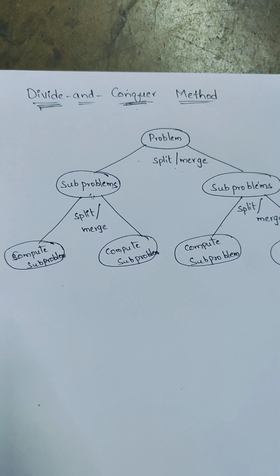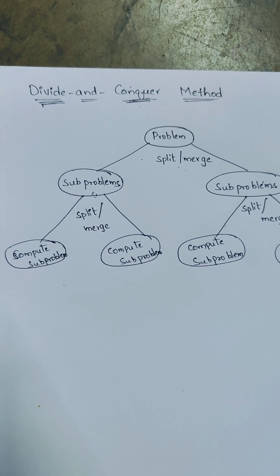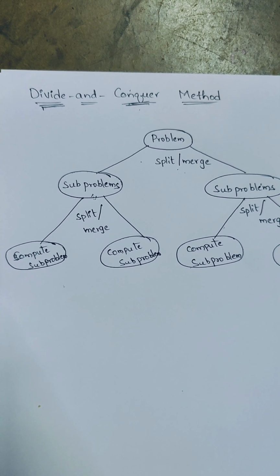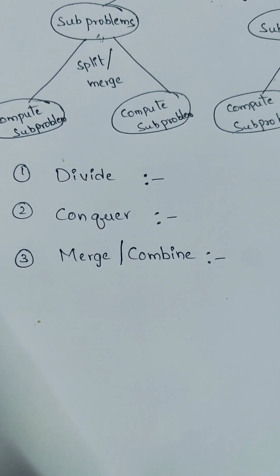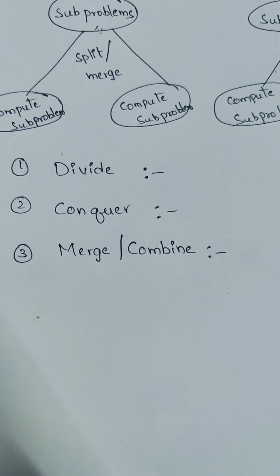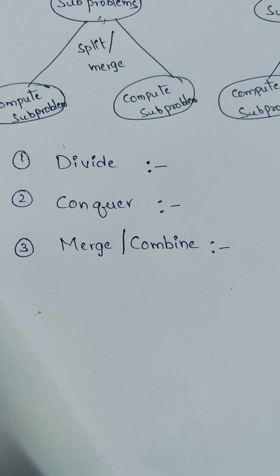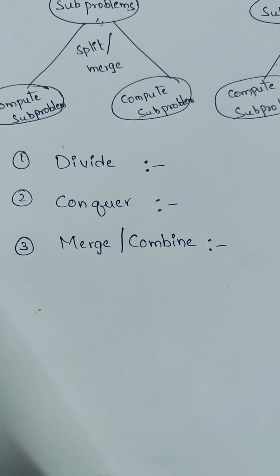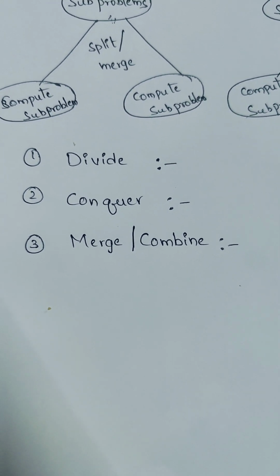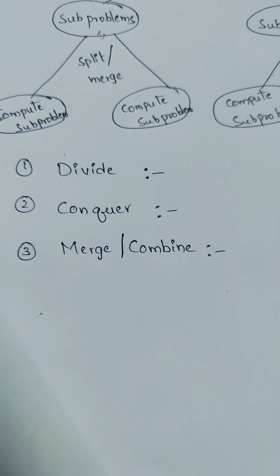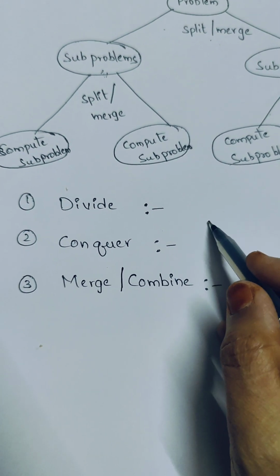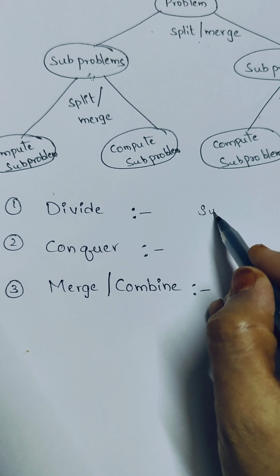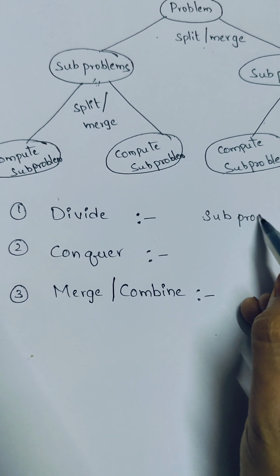So this is the approach for the divide and conquer method, and it follows three main steps. One is divide, second one is conquer, and third one is merge or combine. These are the three important points for the divide and conquer method. First of all, divide. Divide means we need to divide a large problem into subproblems.